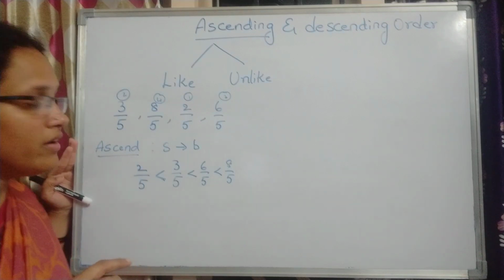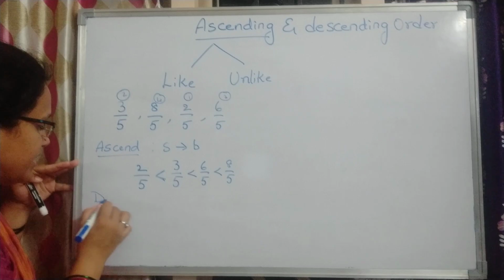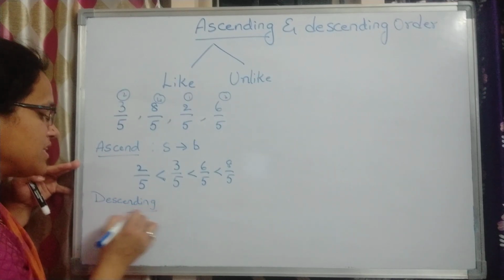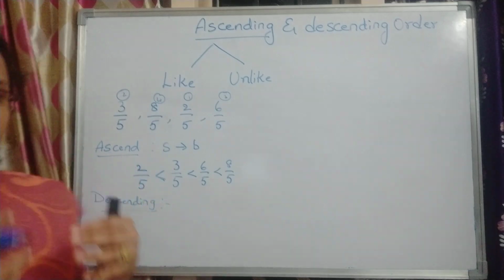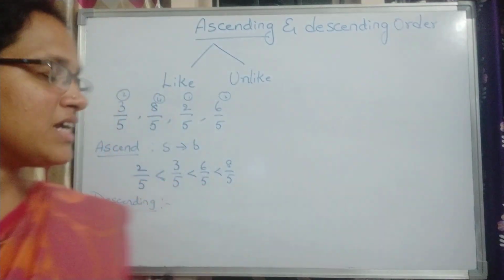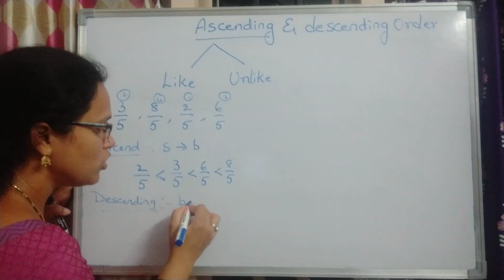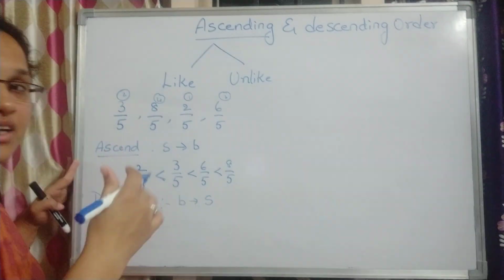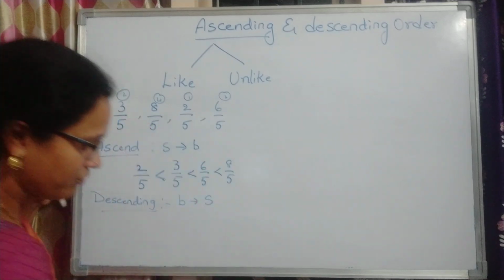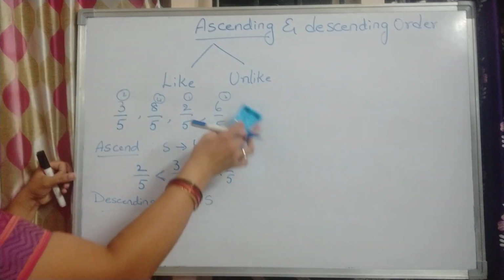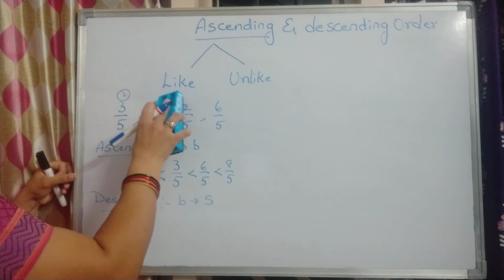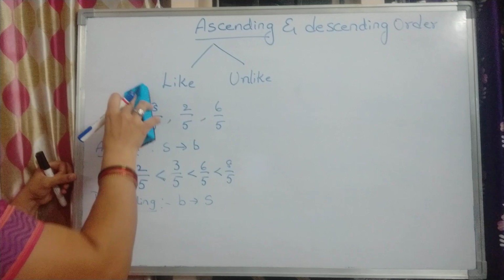Is that clear, children? And in the same way, let us write descending order for the same question. So descending order, descend means to go down. Okay. So descend means from big to small. Yes. So now you tell me, after writing the ascending order means small to big, that is the reason why you have written it like this. And then descending order means this one.